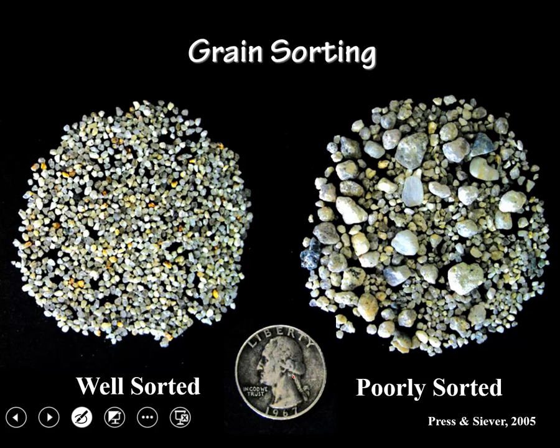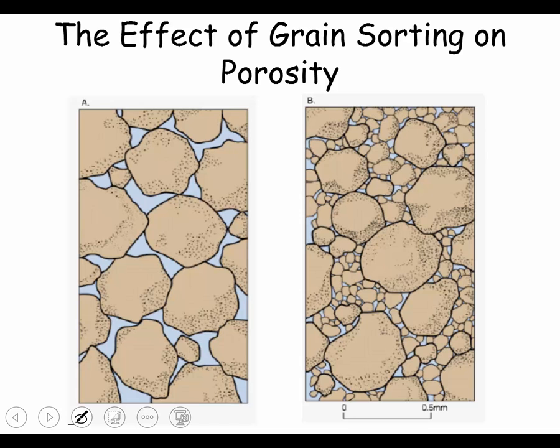So look at sorting first. I've already mentioned it: well-sorted material versus poorly sorted material. You're going to have more porosity with well-sorted material. The poorly sorted material basically fills in those voids. So the more poorly sorted, the lower the porosity.